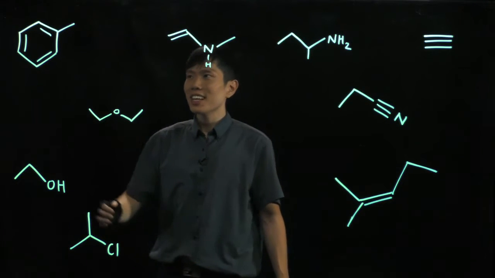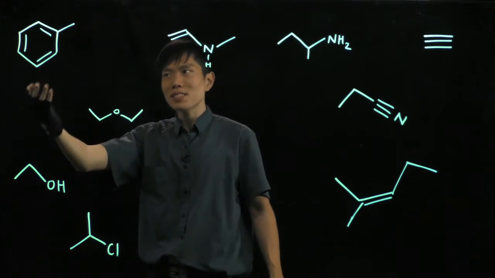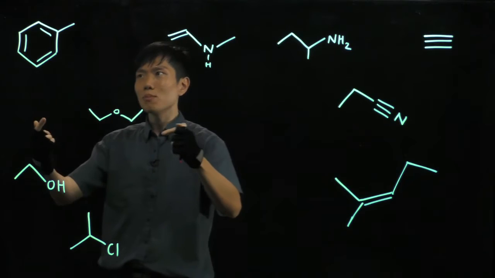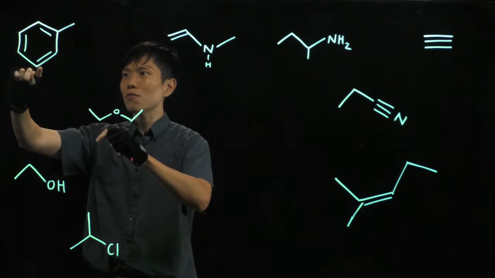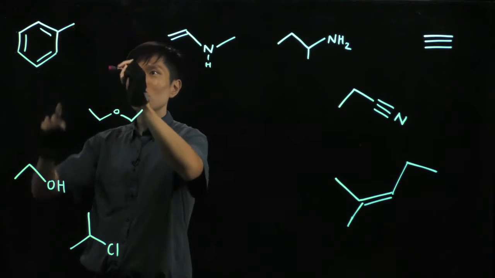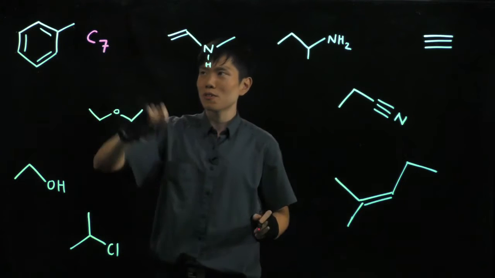Right at the corner, I see that there's a hexagon with alternating double bond. This is a benzene ring. Okay, so let's count the number of carbon atoms. 1, 2, 3, 4, 5, 6. And don't forget there's one more here. So in total, there are 7 carbon atoms.